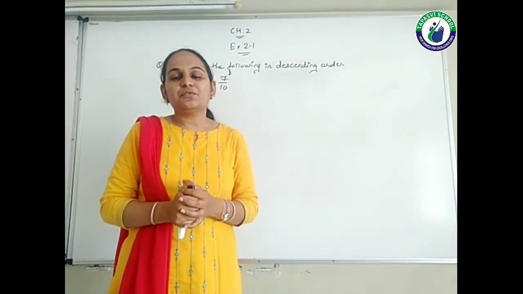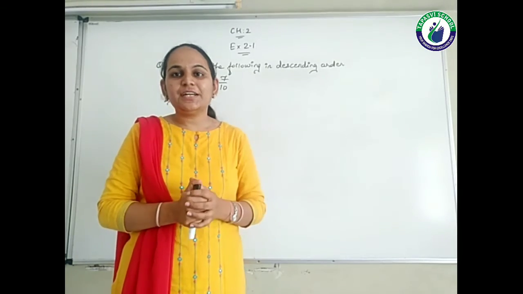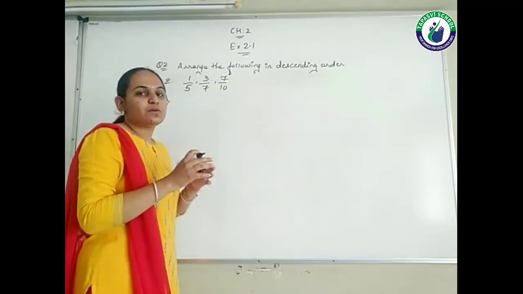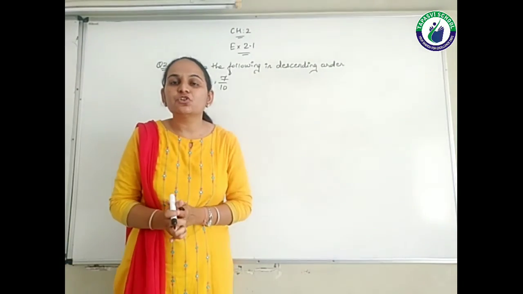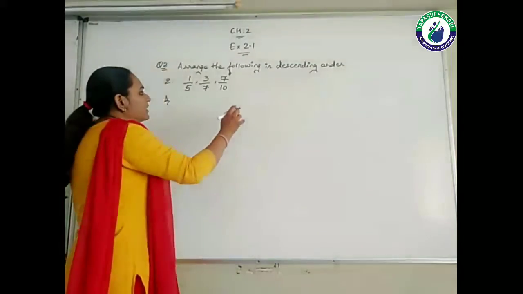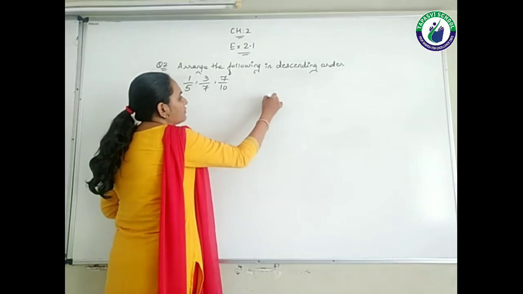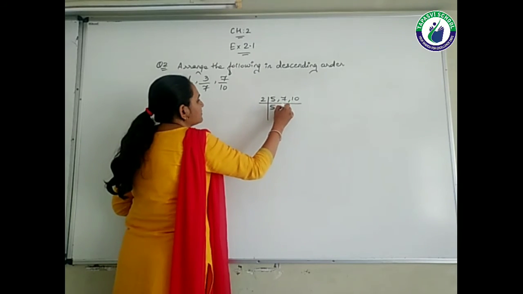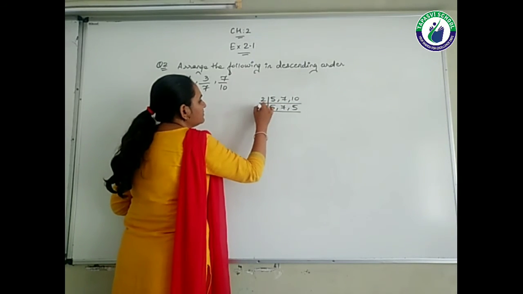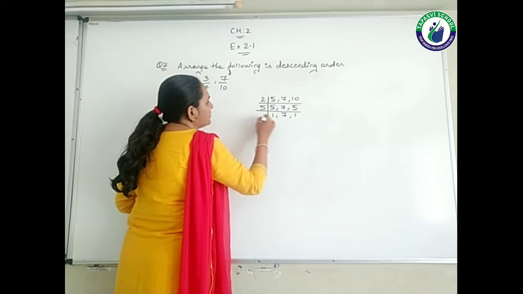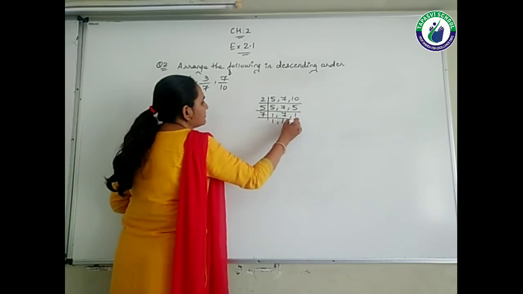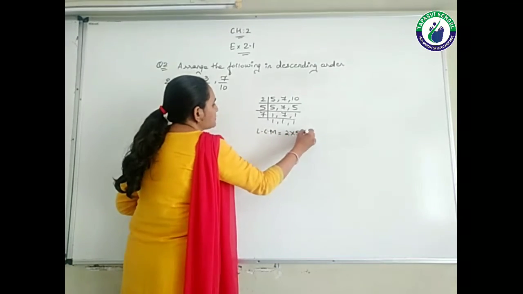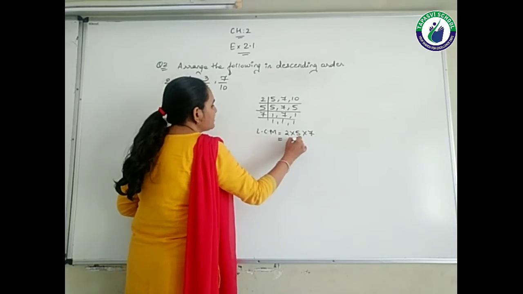I hope, students, now the second question of the same, right? We are going to solve it. So 5, 7 and 10, the denominators are not the same. So the first step is to make the denominators the same. So I am making all the denominators the same. So 2 5s are 10, 7. So the LCM is 2 into 5 into 7. So 2 5s are 10 and 10 7s are 70.